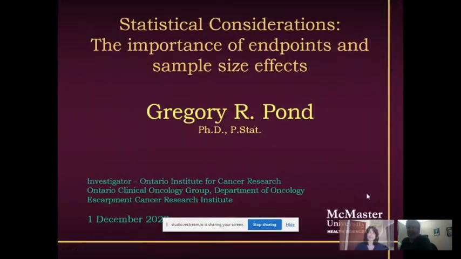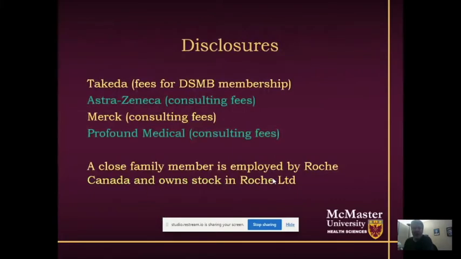So the title of my talk, The Importance of Endpoints and Sample Size Effects. I think most people here would readily understand the importance of them. So I changed it a little bit and want to talk about how different endpoints for a very standard or potentially a simple clinical trial scenario can greatly affect the sample size and the interpretation. So I'm going to just briefly go through my disclosures.